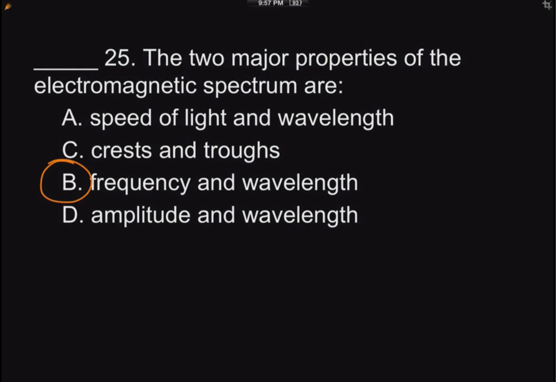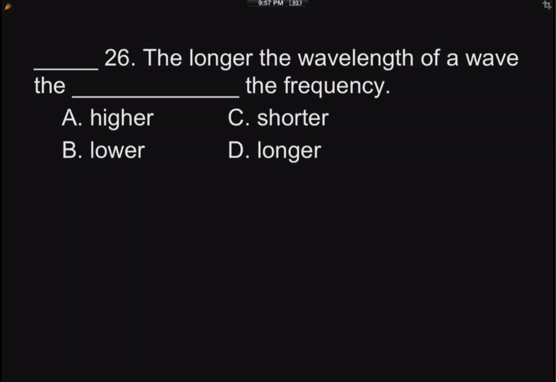Those are the 2 things that we can use to find other measurements. The longer the wavelength of a wave, the higher, lower, shorter, or longer the frequency. Well, if you remember that the frequency is the number of waves that pass by in a given amount of time, and then you think about a wave that's longer, well, longer waves are going to take longer to get through, which means there's going to be less of them. And also you have to remember that wavelength and frequency are what are called inverse, which means if one goes up, the other goes down. So long wavelength means low frequency.